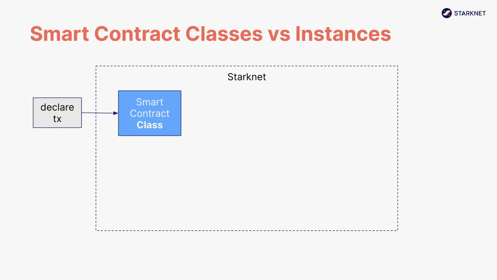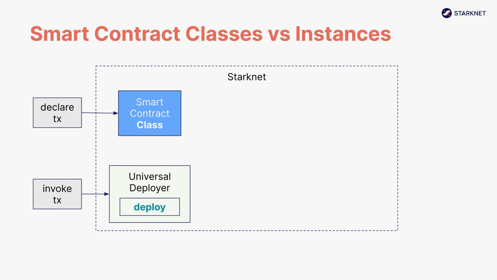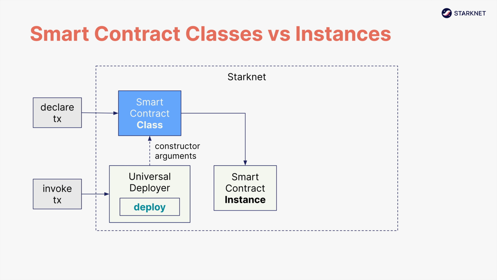To deploy an instance of this contract, a user needs to send an invoke transaction to interact with the universal deployer, providing the class hash to use as the blueprint and the constructor arguments. Internally, the universal deployer uses the deploy syscall to delegate the instantiation of the new smart contract to the Starknet protocol. The Starknet protocol then takes over and creates the contract instance by executing the constructor function of the contract class with the arguments provided by the user.